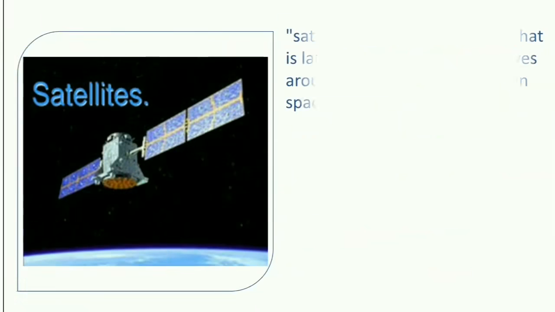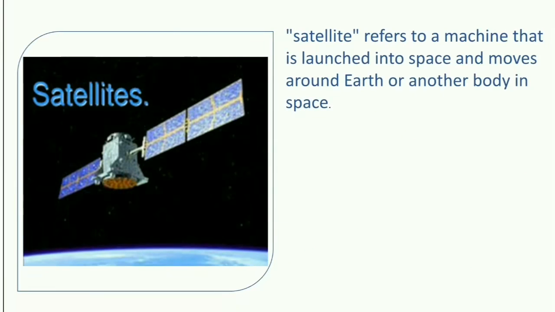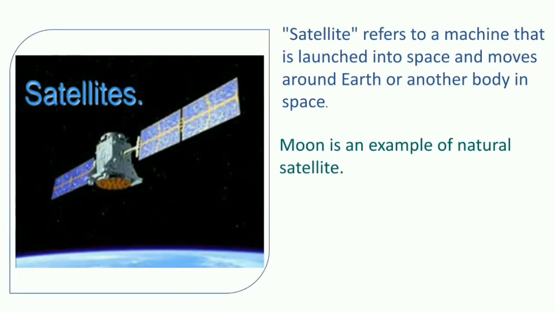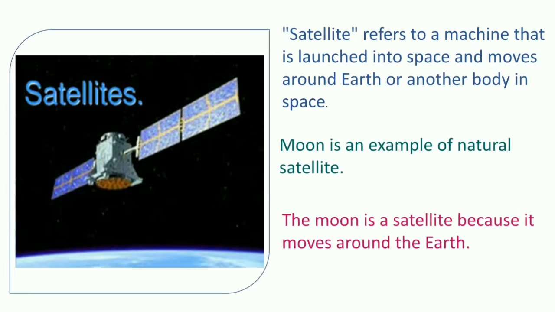Now let me tell you about the satellite. What is a satellite? Satellite refers to a machine that is launched into space and moves around the earth or another body in space. Moon is an example of natural satellite. The moon is a satellite because it moves around the earth.